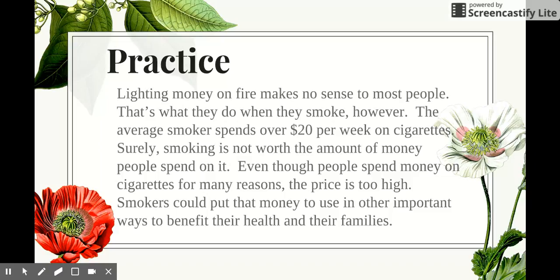Now it's time for you to practice. Read this paragraph about smoking and try to determine which sentences are the background, what sentence is the thesis statement, and which sentences are the preview.